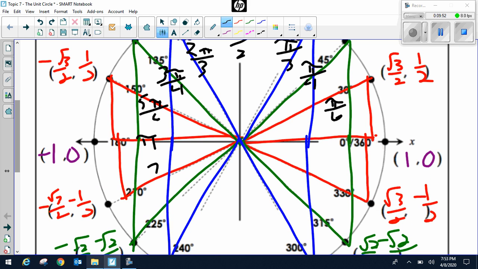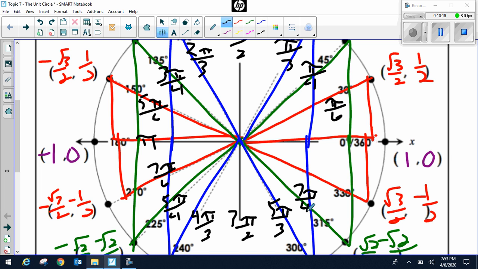210 is 7 pi over 6. 225 is 5 pi over 4. And this is 4 pi over 3 at 240. At 270, it's 3 pi over 2. At 300, it is 5 pi over 3. At 315, it's 7 pi over 4. At 330 is 11 pi over 6. And then at 360, that is 2 pi. So 0 on this side of it and 2 pi on the bottom side of it.